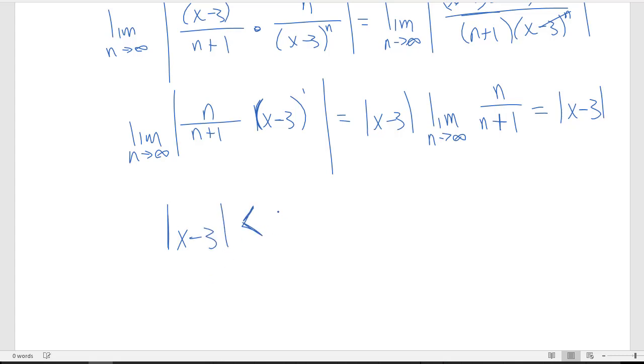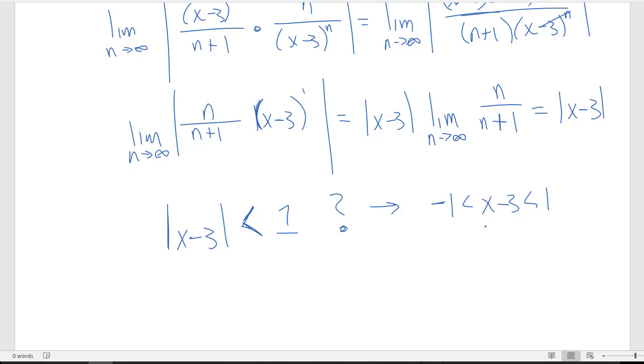And when is this less than 1, right? What values of x make that true? So now this becomes basically solving an algebraic equation. So absolute value of x minus 3 less than 1 is equivalent to saying the compound fraction that x minus 3 is between minus 1 and 1.